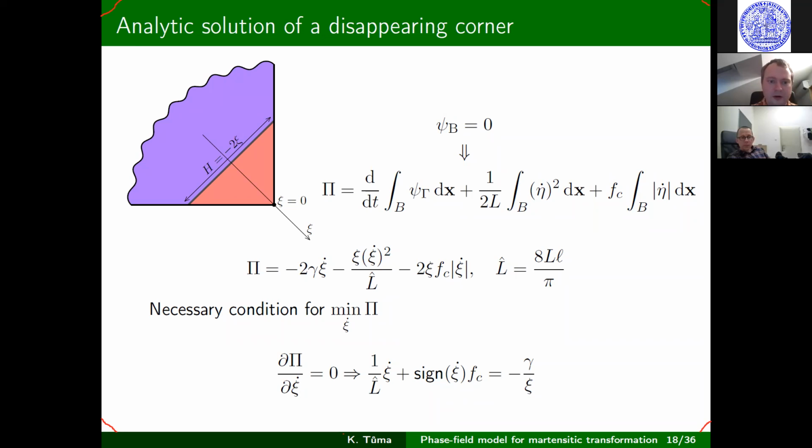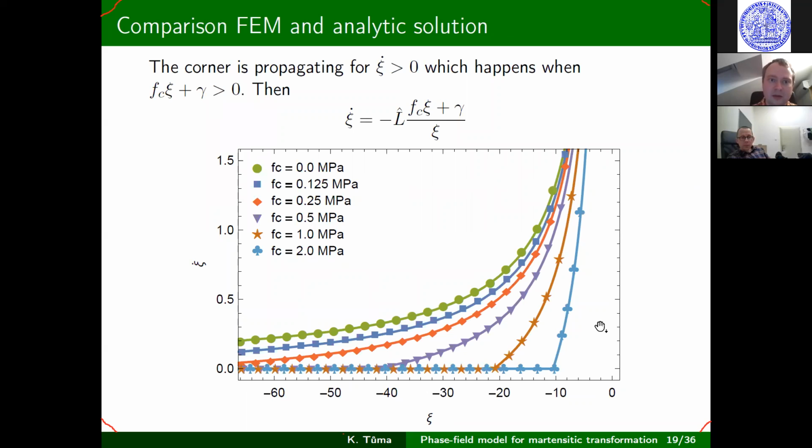We were looking for the necessary condition, since there is no displacement, and we have this minimizer with respect to the rates. So we have to compute the minimum of pi with respect to xi dot, which gives this relation. If you look into this relation, you can find out that the corner is propagating only when xi dot is greater than zero, and this happens only under this condition: if the driving force times the distance from the corner plus gamma is greater than zero, then it propagates.